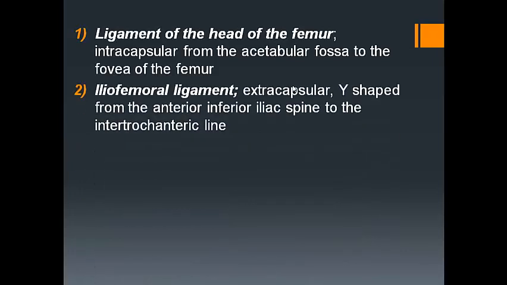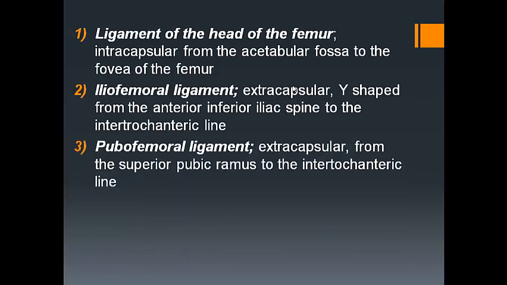We've got the iliofemoral ligament, which is classified as extracapsular because it's found outside the capsule. It's Y-shaped, like I showed you in the picture. It splits into 2 limbs. It attaches between the anterior inferior iliac spine and the intertrochanteric line of the femur. You've got the pubofemoral ligament, which is again extracapsular. It passes from the superior pubic ramus and also attaches to the intertrochanteric line.